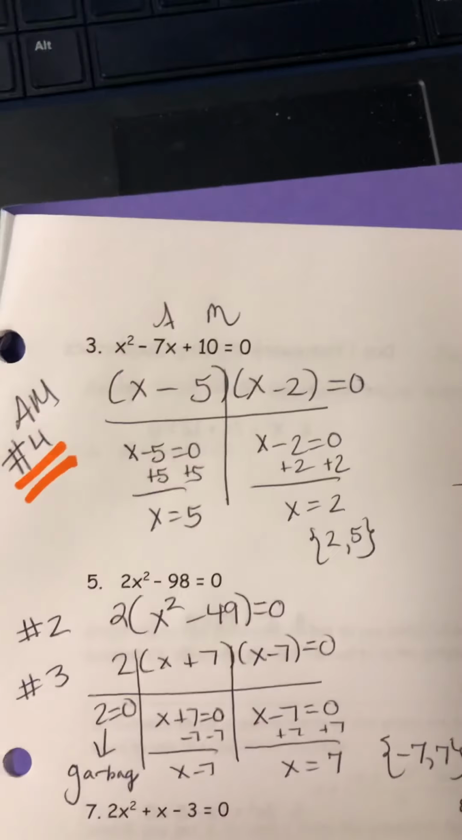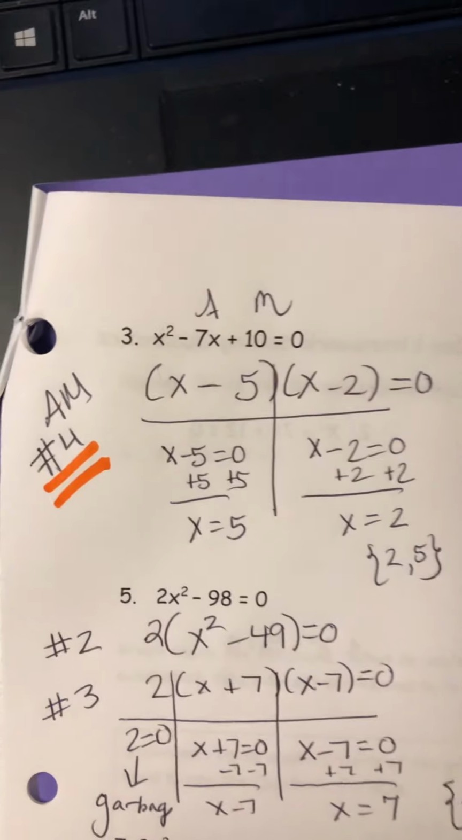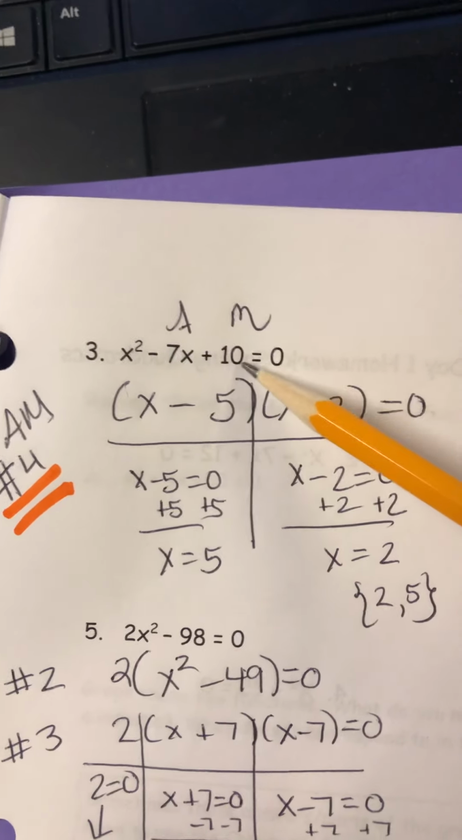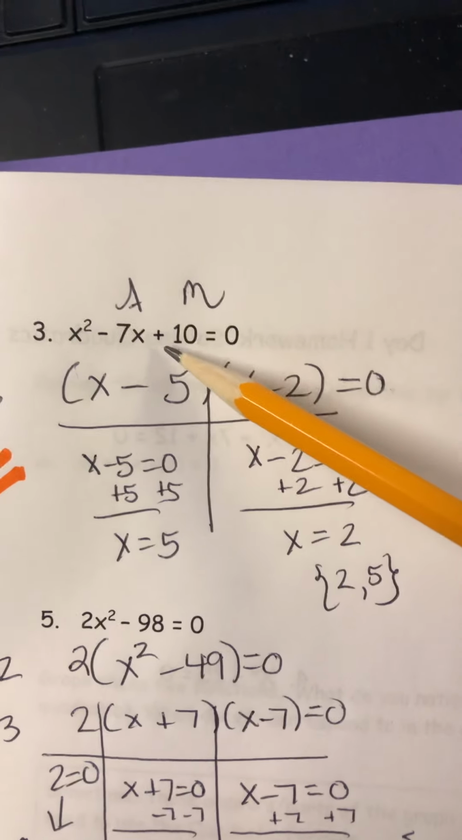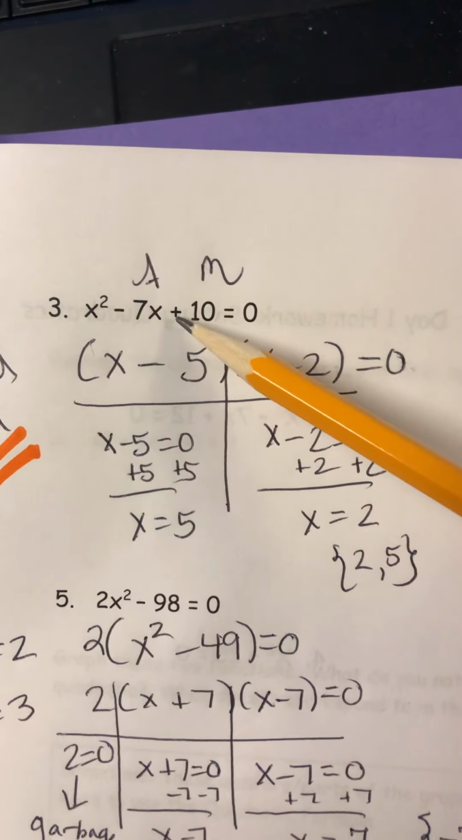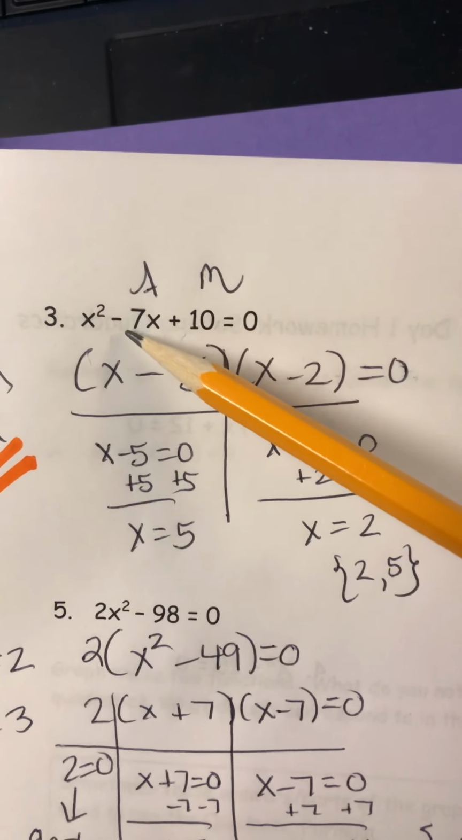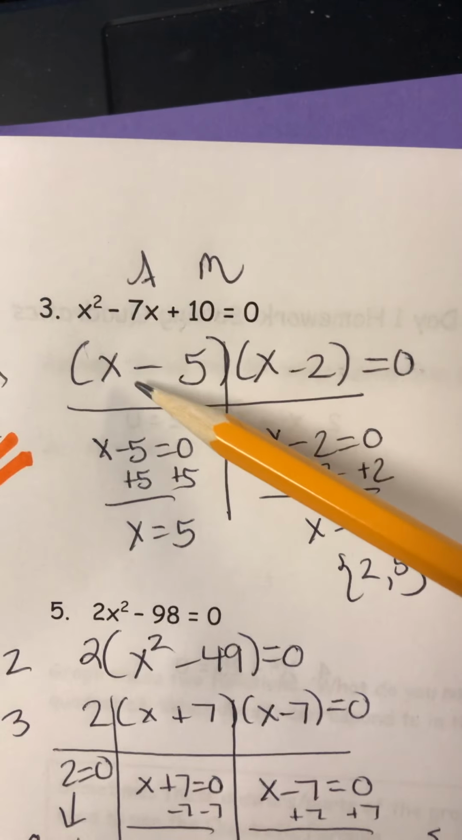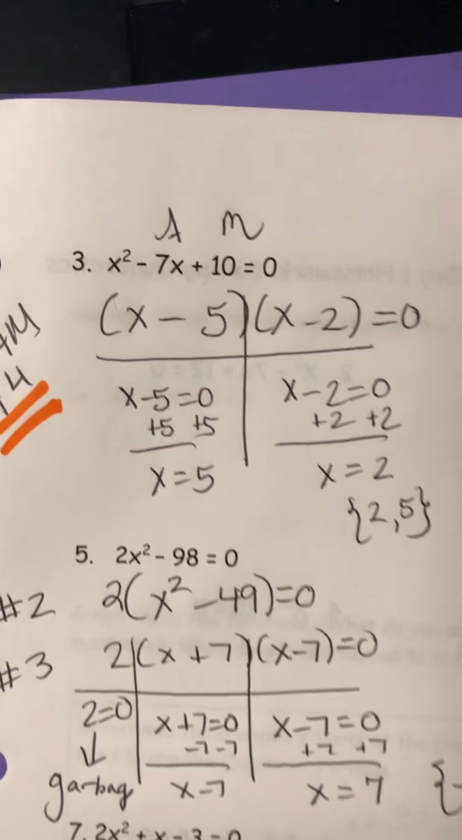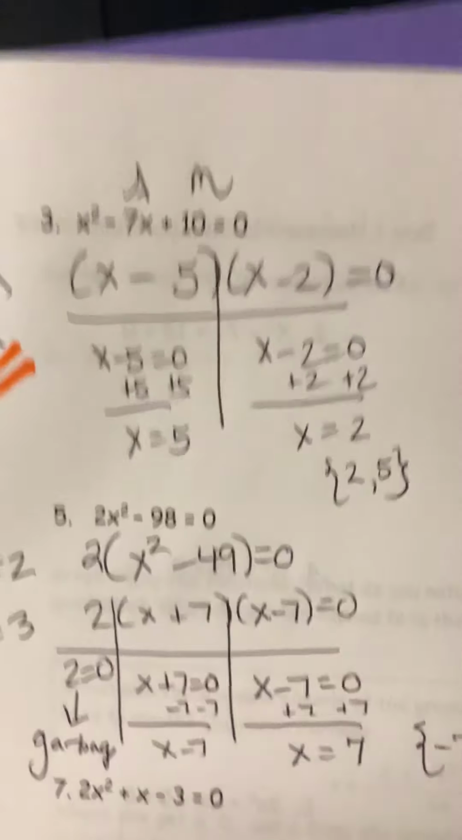The next example I want to do with you is example number 3 because we have a trinomial. So we're going to have to factor using the AM method number 4. We want to find numbers that multiply together to give me positive 10. That reminds me that the signs have to be the same. But the two numbers I choose have to add up to equal negative 7. So you got it, negative 5, negative 2. So once I write down the binomials, I drop them down and set them each equal to 0.